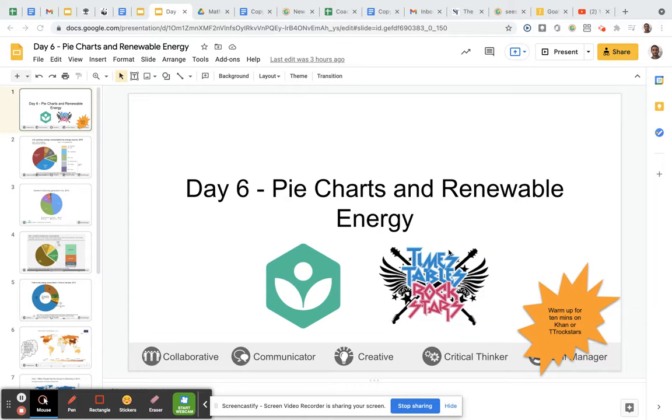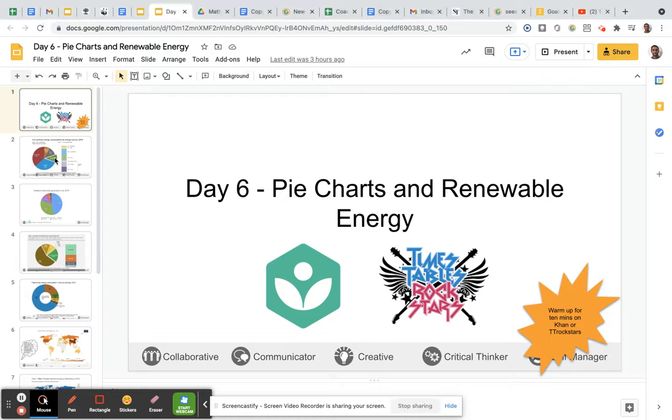Hello everybody, so this is day 6 of our data unit and we're looking at pie charts, and today we're going to relate it to our unit of study, where we're going to be looking at how we can use pie charts to better understand renewable energy.